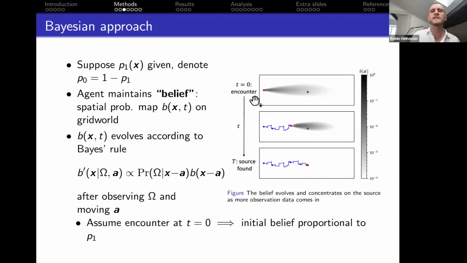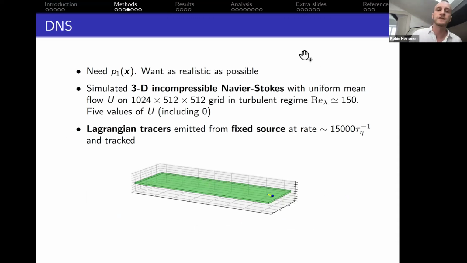An important point is how do we initialize the search? We're going to assume that there is an encounter, in fact, at time 0, which is what incentivizes the agent to begin searching. And this has the effect of biasing the initial belief so that the prior is not flat, but in fact proportional to the likelihood. So now we need the likelihood in order to proceed.